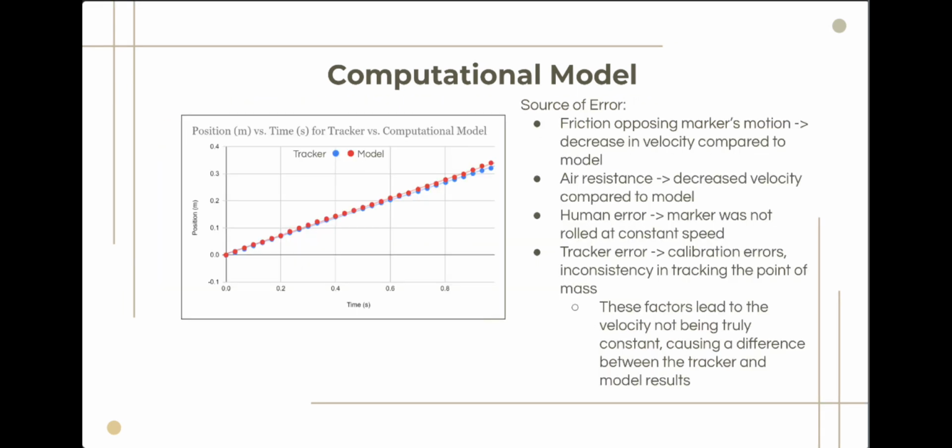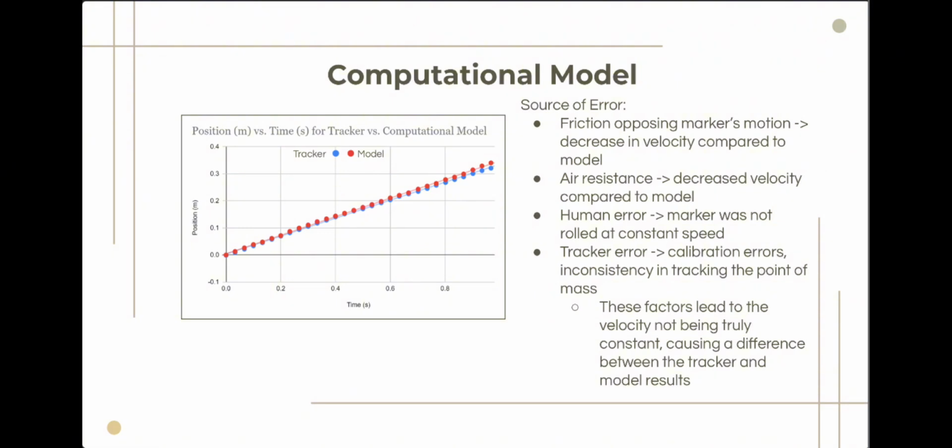You can see here the position versus time graph using the Tracker and the computational model data. Some sources of error that may have caused some deviation include friction and air resistance, both of which would have been opposing the marker's motion and would have caused decreased velocity compared to the model. Human error could have also been a reason for this deviation, since the marker may not have been rolled at a constant speed and may have been rolled too hard in the beginning. Tracker error could also be a reason, involving calibration errors or inconsistency in tracking the point of mass. All these factors lead to the velocity not truly being constant, which would have caused a difference between our results.